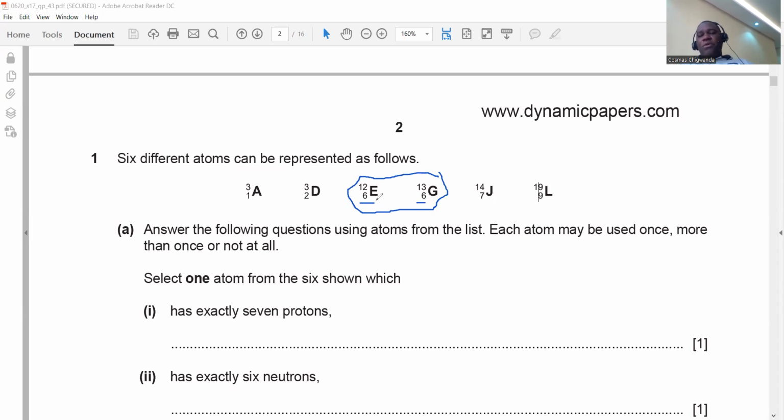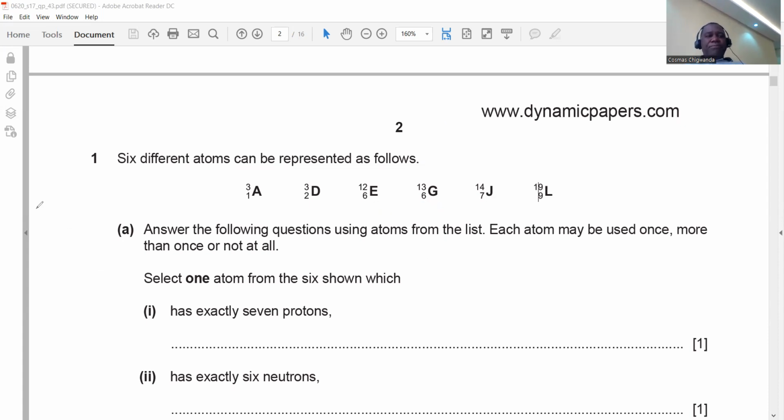If you do the electronic configuration of E and G, you are going to write 2 and 4 for both, because they have 6 electrons. If you do the electronic configuration, you are going to have 2 and 4 there because they are going to have the same electronic configuration. All right, fair and fine.